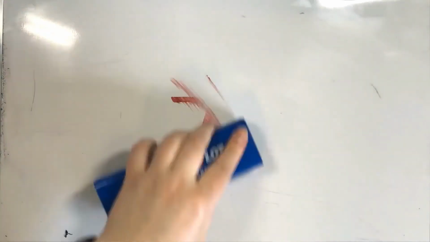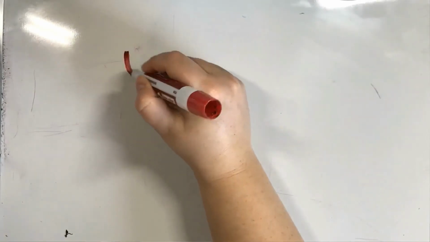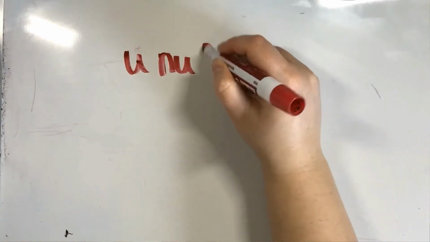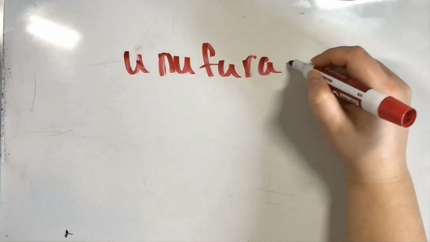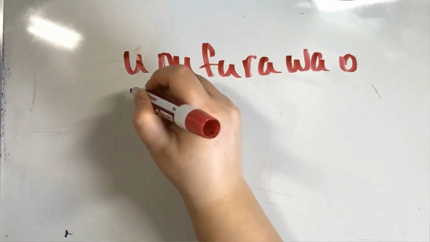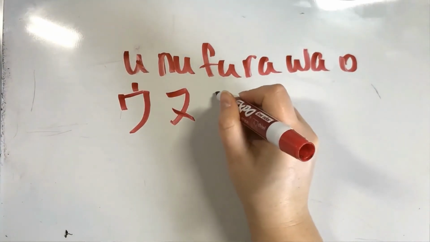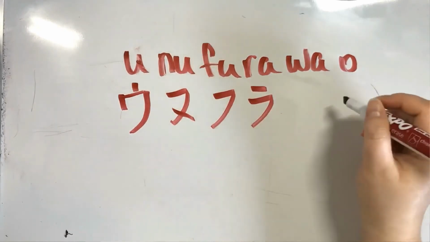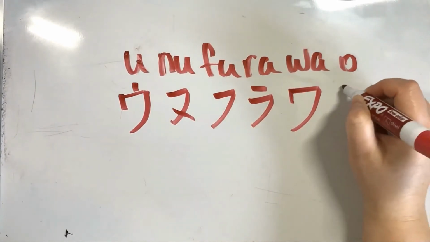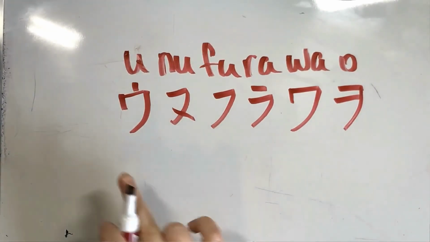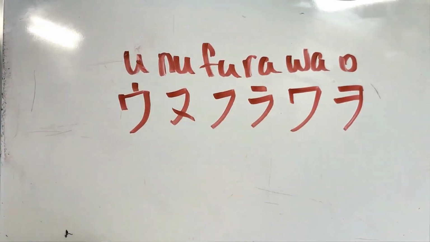Alright, so now I'm going to show you the connection or the similarity between all of those and how they look very much alike. Okay, so we have u, nu, fu, da, wa, and o. So here's u, nu, fu, da, wa, and o. So you can see they all have that kind of a curved shape. So katakana is a little more difficult of an alphabet just because they have quite a few characters that are very similar in appearance.